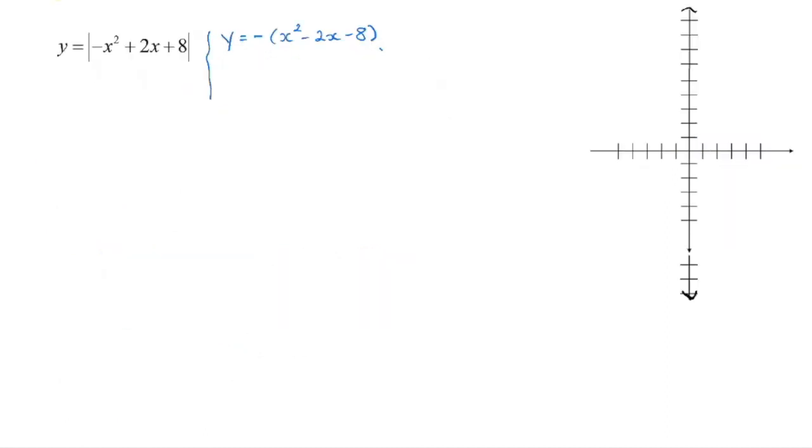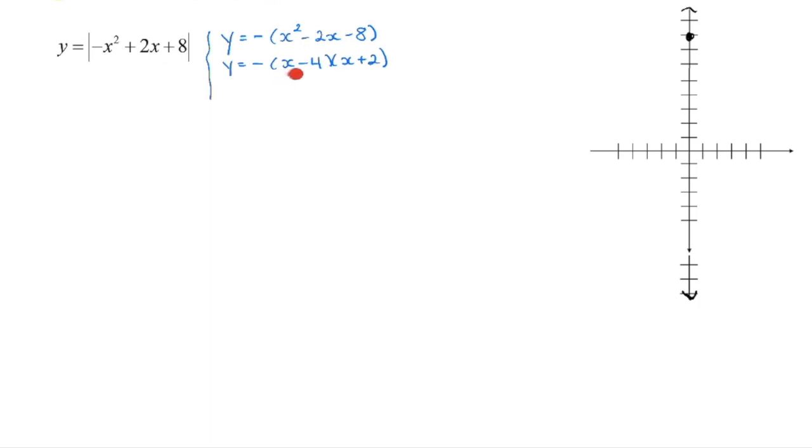So we need to first of all sketch that original function. So I'm going to begin by getting my key points. So I can see that I have a y-intercept at +8, so we can go ahead and plot that. And then we can factor this to get the x-intercepts. I'm going to take out a greatest common factor of -1 to make it easier to factor. And then two numbers that multiply to -8 and add to -2 are going to be that -4 and +2.